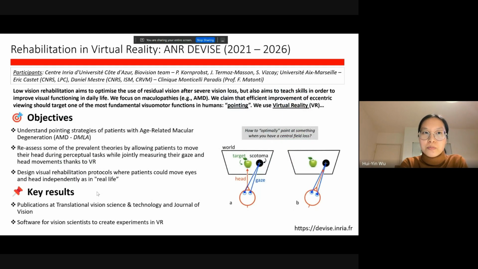There is also an area of work in rehabilitation in virtual reality. And so this is using technology that was introduced by my colleague Anatol earlier today, where we can use immersive environments to train strategies for patients, for example, to use their heads, to move their heads and point with their gaze and use the residual peripheral vision in order to see target objects.